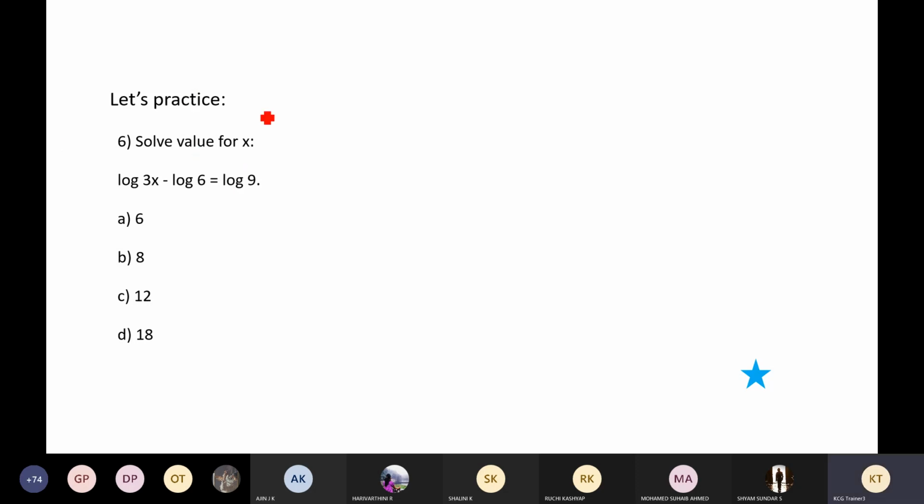Sorry, cursor is hiding the question now. Hope the question is visible now.